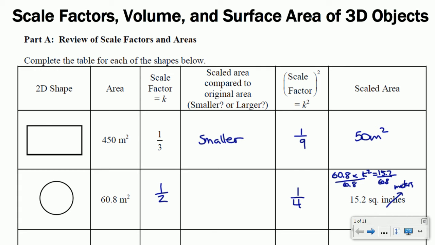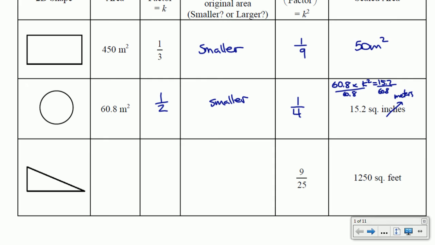And the scaled area compared to the original area, because the scale factor is between 0 and 1, is going to be smaller, which we can also see with comparing 15.2 with 60.8. In the third row we have a right angle triangle, a scaled area of 1,250 square feet, and a scale factor squared of 9/25. We can determine the original area by going area times k squared, which is 9/25, equals 1250. We solve for area in this equation by dividing both sides by 9/25, which is equivalent to multiplying by 25/9.